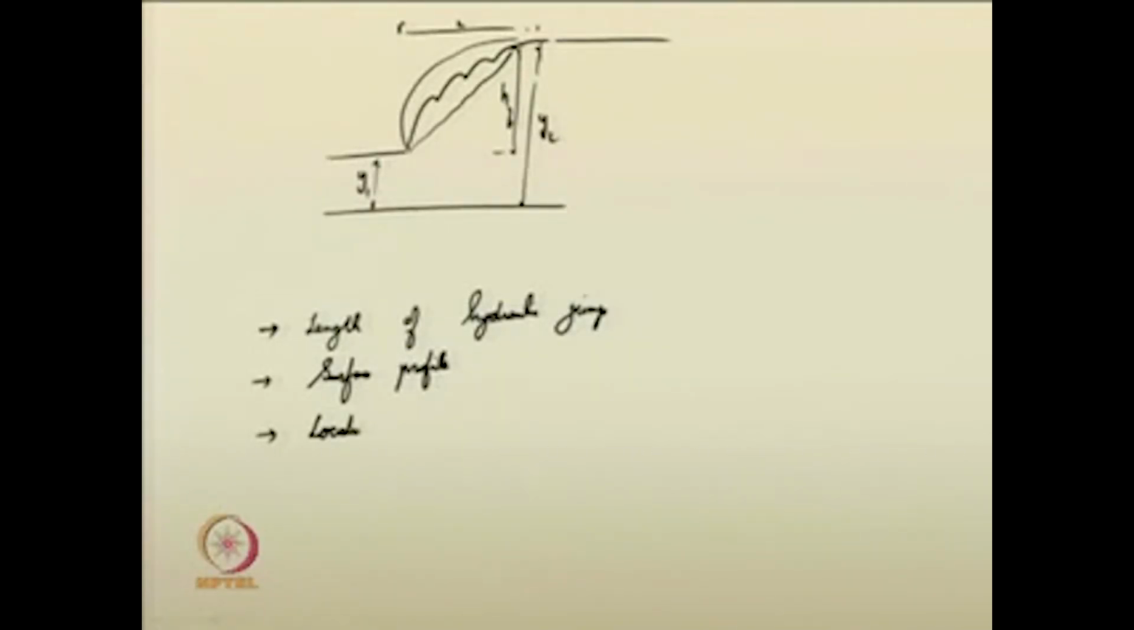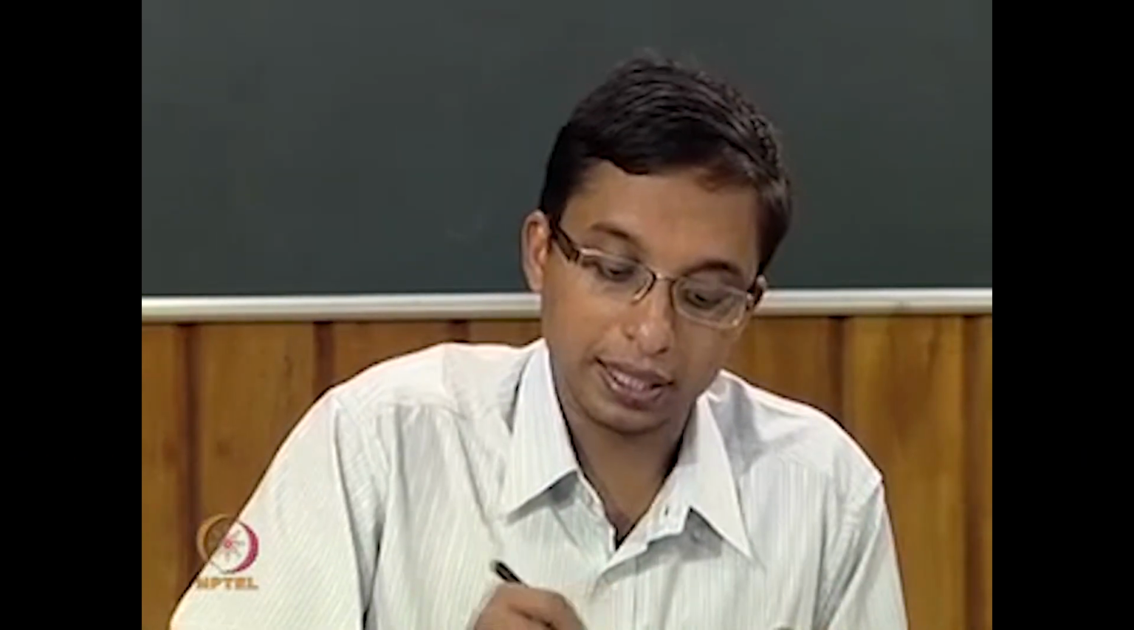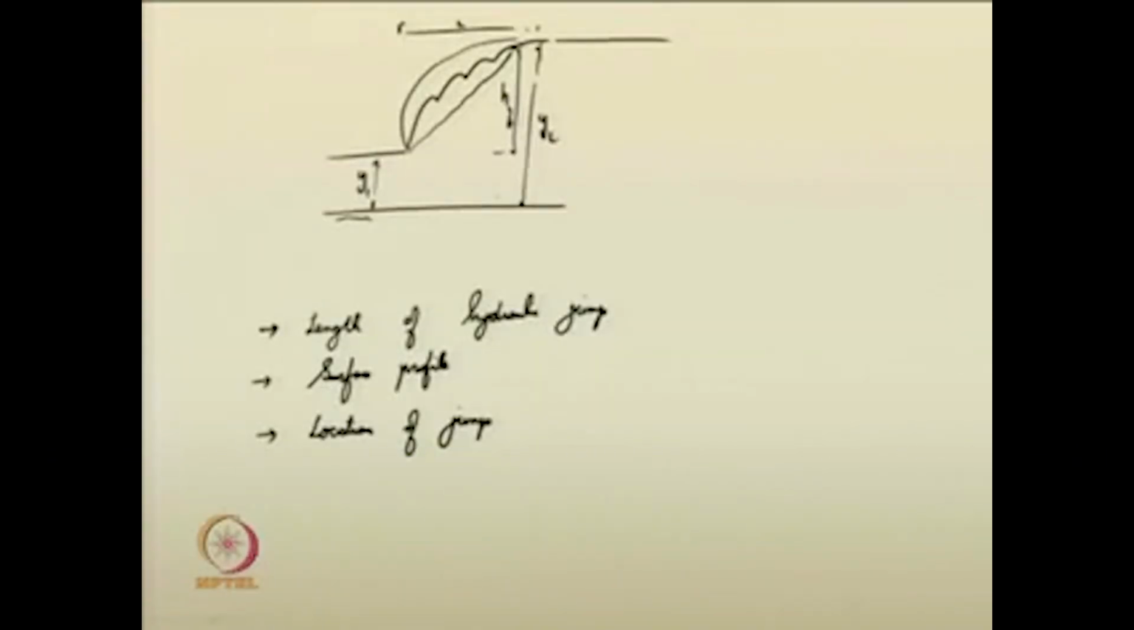Location of a jump is an important criterion. Where does the jump occur? You have seen that the jump occurs when the flow changes from supercritical to subcritical. So, in that case, where does the jump occur? Whether it occurs in the steep channel first and then the flow goes into the mild channel, or whether the jump occurs in the mild channel, or whether it occurs at the intersection. What could be the criteria? Those things also we will see today.